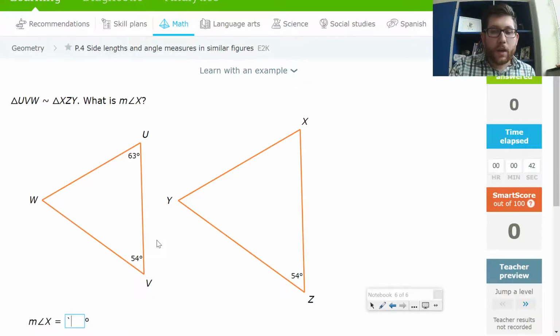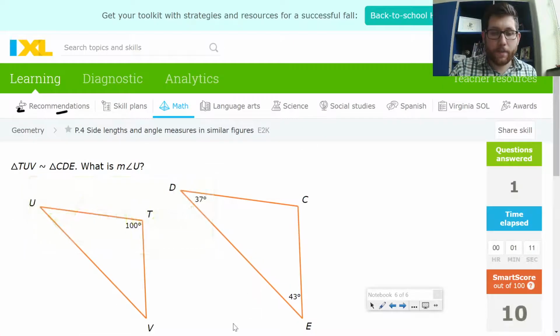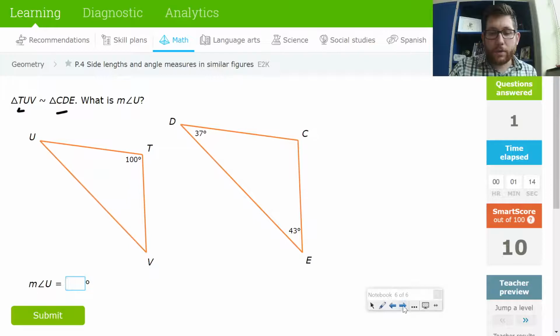Notice how these match up. And I need to find angle X. Now, I don't have any angles in this area, so I need to go back to my similarity statement. So notice here, X matches up with U. Okay, see how that works? X and U match up. So if X and U match up, 54 degrees, the 63 is going to go right there. So my answer here would be 63 degrees.